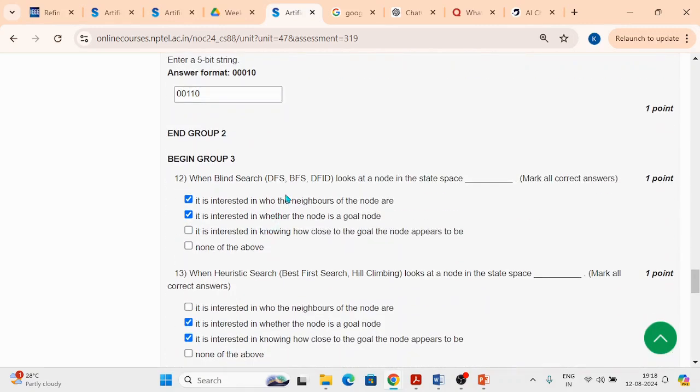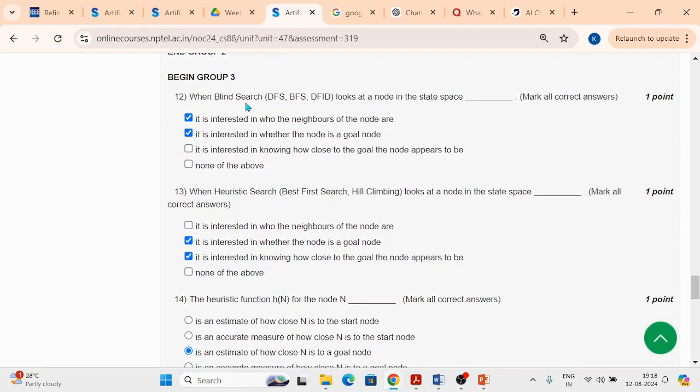Next, while coming to group 3, when blind search looks at a node in the state. So we're having two types of searching algorithms. First one is the blind search, meaning without knowing about the goal node. These are the examples for the blind search. Otherwise we call it uninformed search also. So here we don't know about any goal node, we just concentrate on the neighbor nodes only. So it is interested in who the neighbors of the node are, and whether the node is the goal node or not.